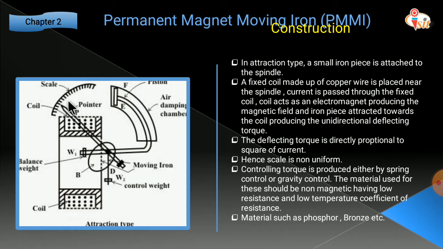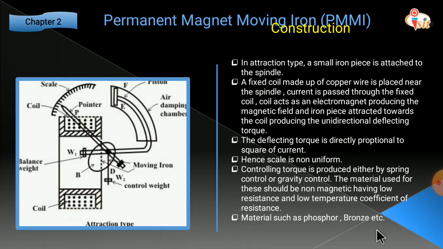A non-uniform. Controlling torque is produced by spring control or gravity control. Here the controlling torque is produced by the control weight, that is gravity control. The material used for this should be non-magnetic, having low resistance and low temperature coefficient of resistance. Such material as phosphor bronze.